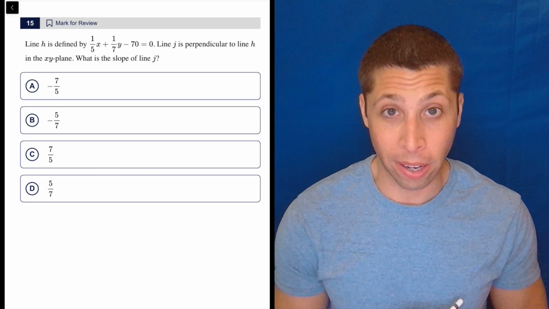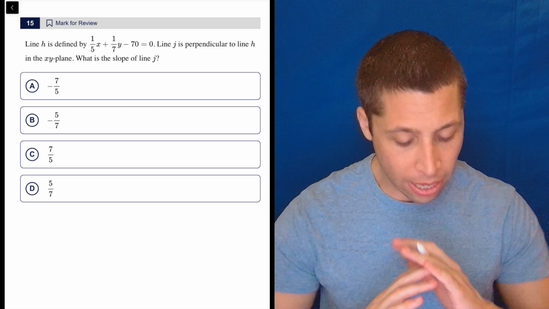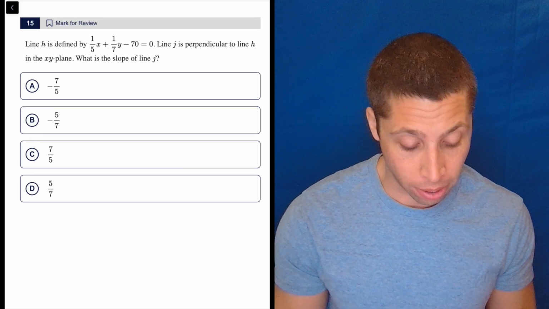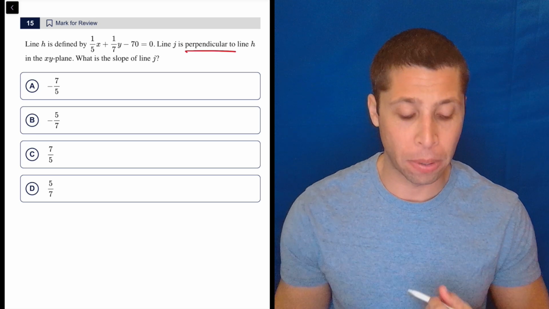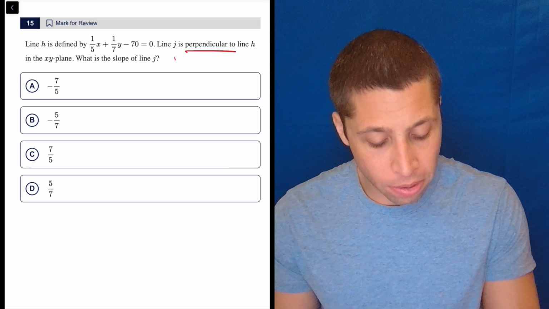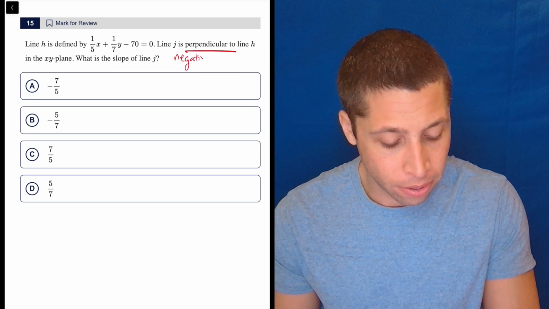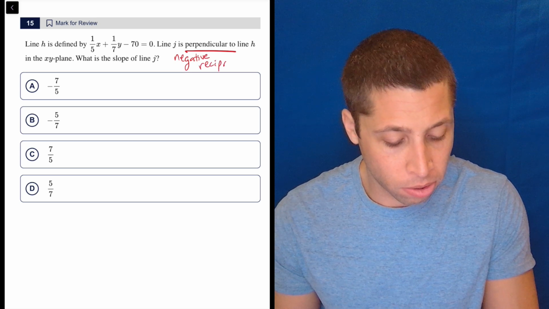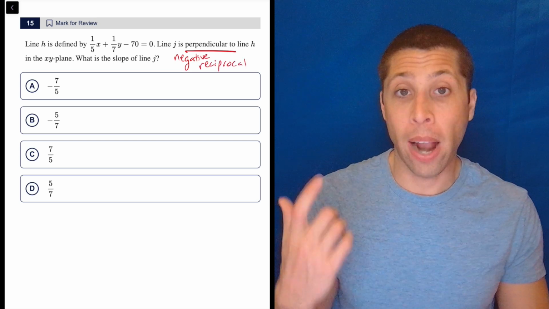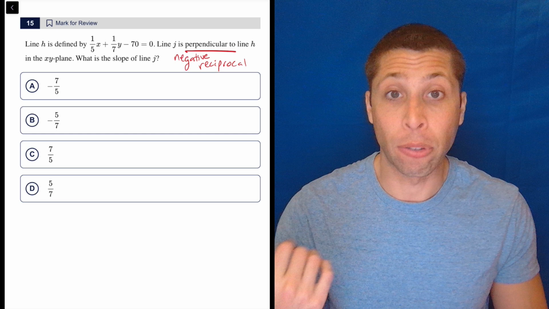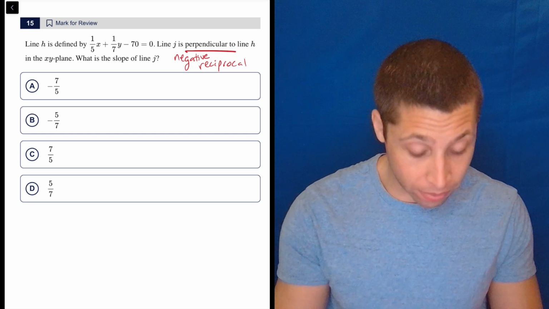Okay, so this question's annoying. The first thing that you have to know in order to even get started here is what does it mean when two lines have perpendicular slopes, right? So this means that they have negative reciprocal slopes, meaning if we have a fraction like 1/2, then the negative reciprocal would be -2, right? And actually, we even have that in the choices, right?